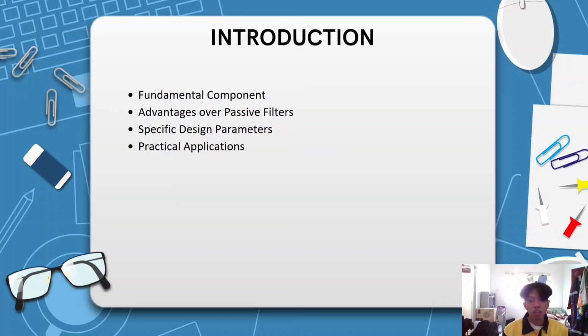So next is specific design parameter. This project involved designing a fifth order bandpass filter with a total voltage gain of 130, a lower cut-off frequency of 3 kHz, and upper cut-off frequency of 300 kHz. So next is practical application. This design is highly relevant in industry, widely used in communication systems. Our project is used in audio signal processing and biomedical instrumentation.